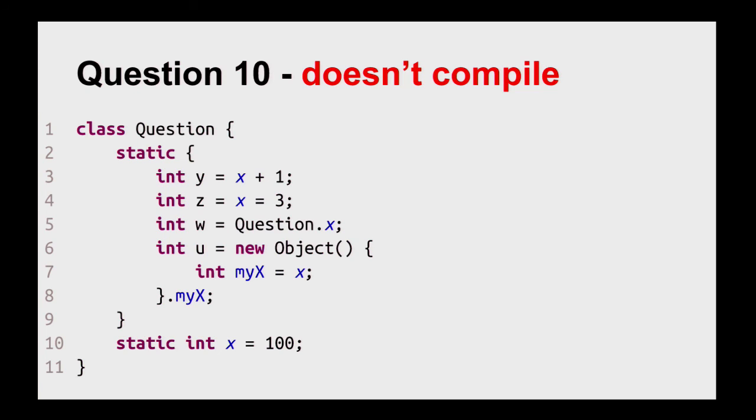No, line five. You are not referring to it by its simple name, so that's fine. That's not my question. On line five, is the value of x 100 or 3? Oh, I would bet it's 3 on line 5. Honestly, I didn't even run these. I just checked if they would compile.